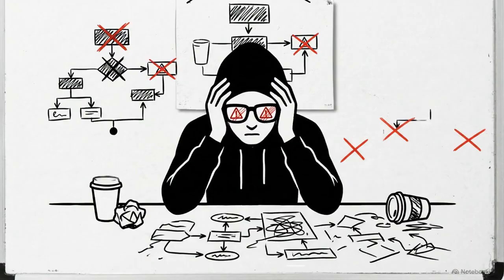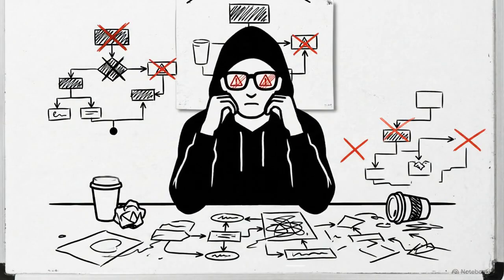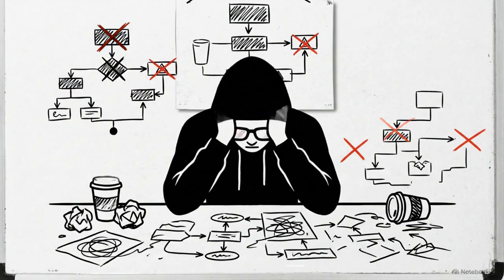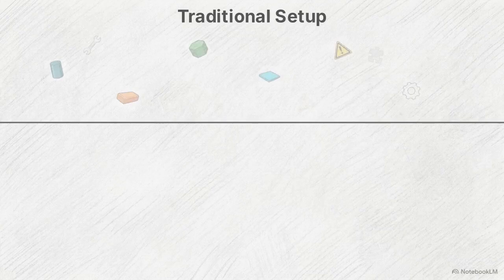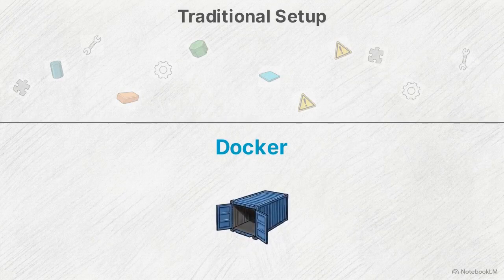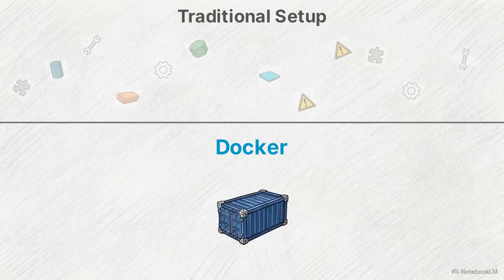Relying on human memory to manually reconstruct dozens of hidden software dependencies guarantees wasted hours and broken applications. Docker solves this by taking a completely different approach. Rather than rebuilding the environment on the new server, you package the environment right alongside the code.